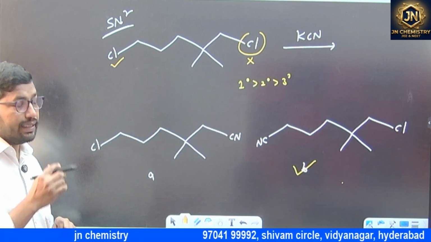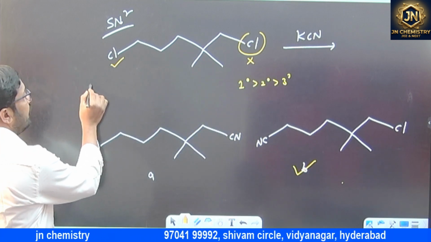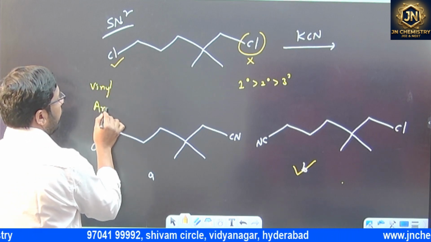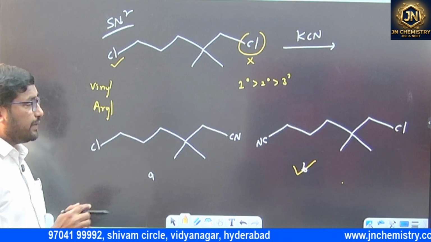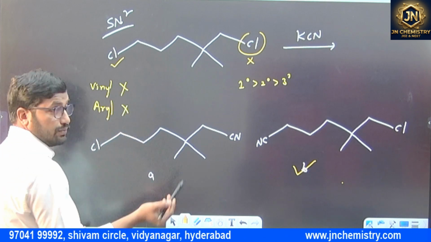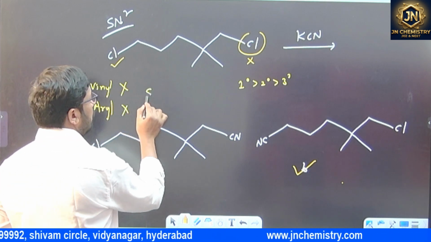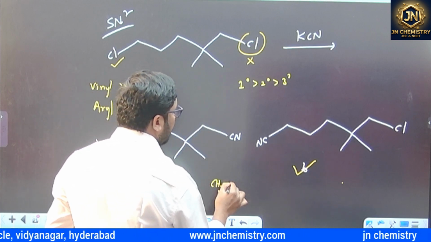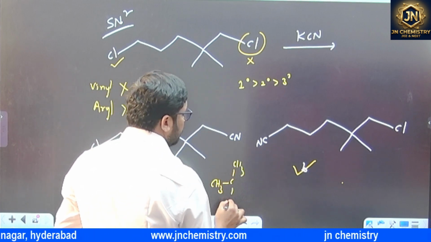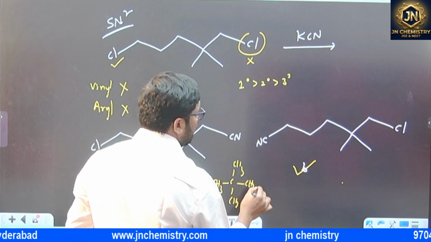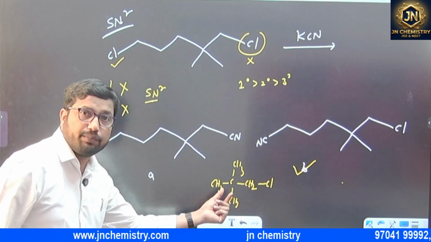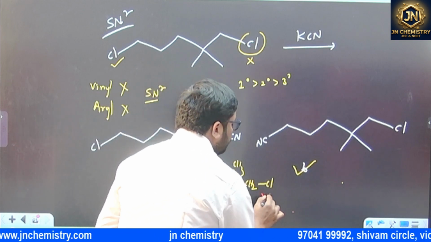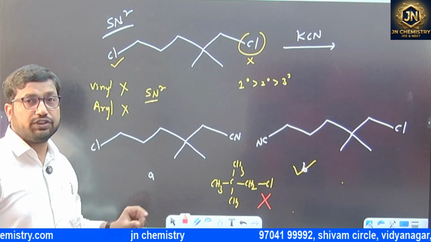In the exceptional cases, I already told you, vinyl and aryl cases. Vinyl halides and aryl halides also won't participate in the nucleophilic substitution reaction, nothing but SN2. And this example which I gave you earlier, CH3, CH2Cl, neopentyl chloride, it seems to be 1 degree, but it won't participate in the SN2, one of the very, very important examples which we need to know.